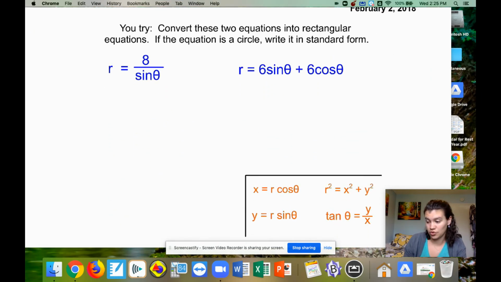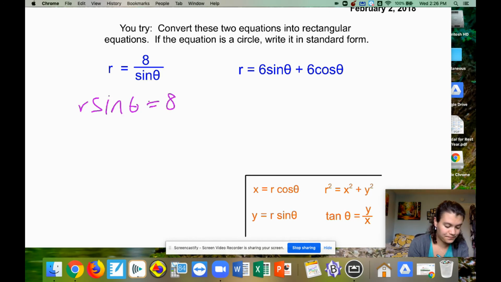Okay, so you try converting both of these, and then we'll talk about it. Okay, the first one, again, I can't do anything with just sine, so I'm going to get it out of the bottom and multiply over. So we get something like this. Now y equals r sine theta, so you can get y equals 8.